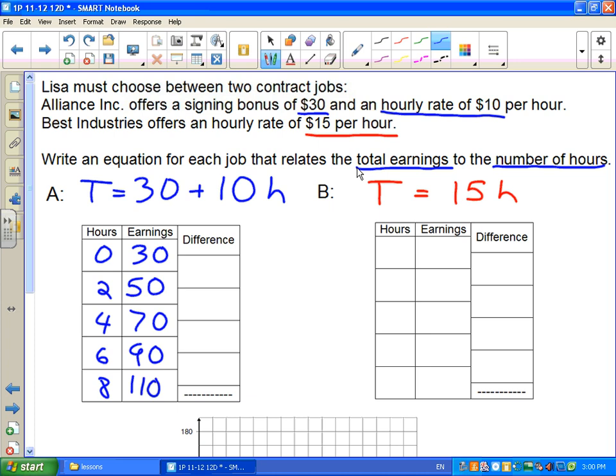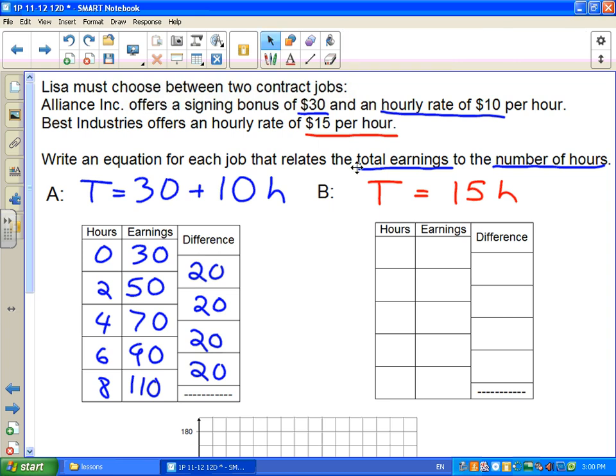We can do our first differences by taking one number and subtracting the one above it. So 110 minus 90 gives us 20. 90 minus 70 is 20. 70 minus 50 is 20. 50 minus 30 is 20. Looking at these first differences, what do we know about our relationship here? Just so you know, you don't put anything in that box there. We look at our first differences. These are all the same. What does that tell us about our relationship? It's going to be a linear relationship, absolutely.